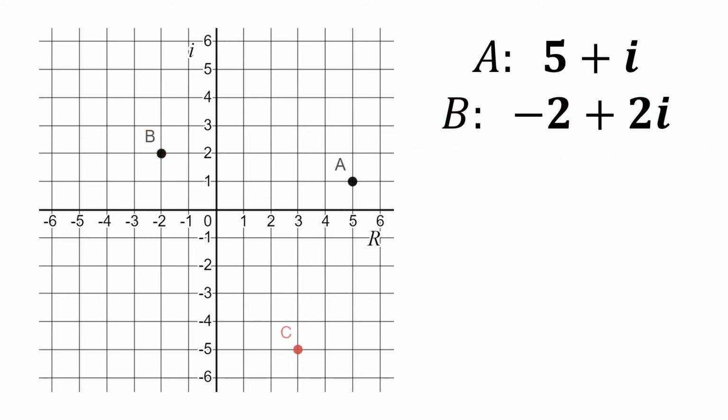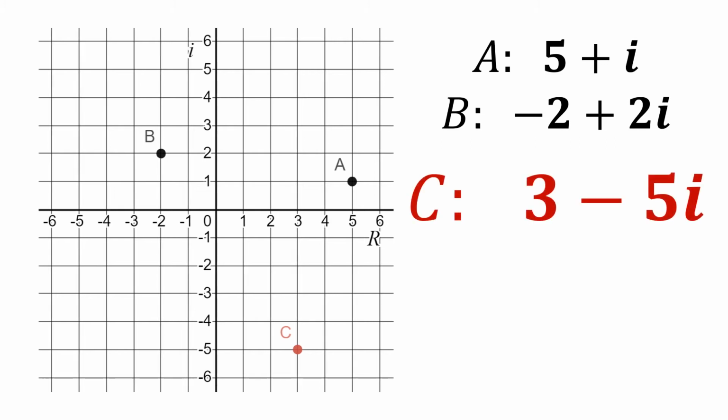We have a third complex number. It's been labeled C, and it looks like its plot is 3 units to the right on the real axis, and then down 5 units on the imaginary axis. So we could write this complex number as 3 minus 5i.